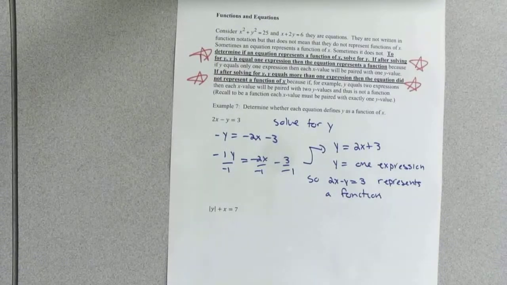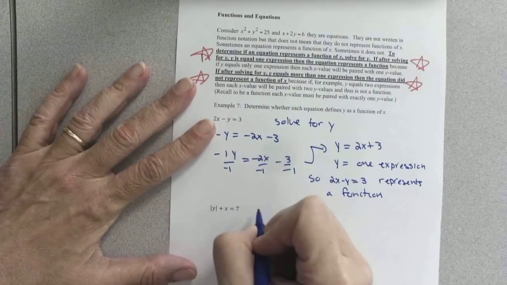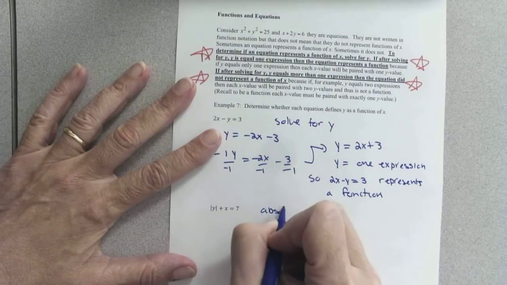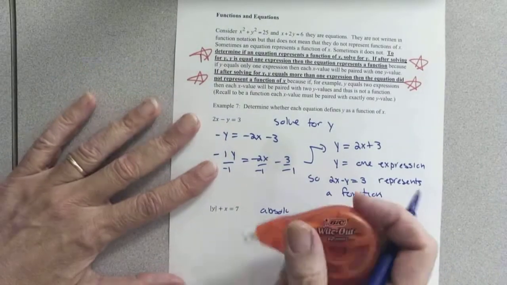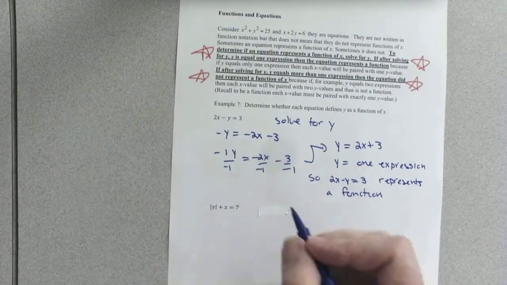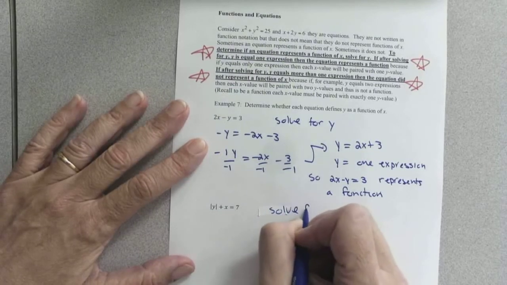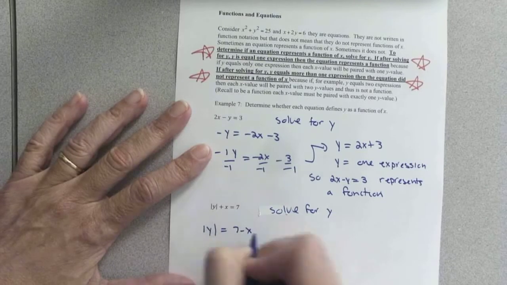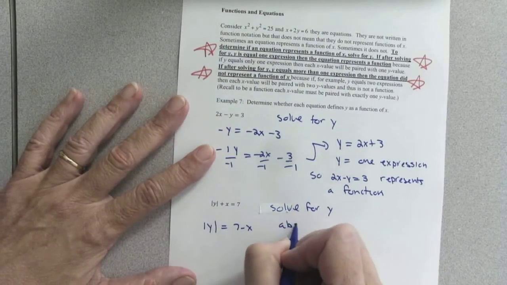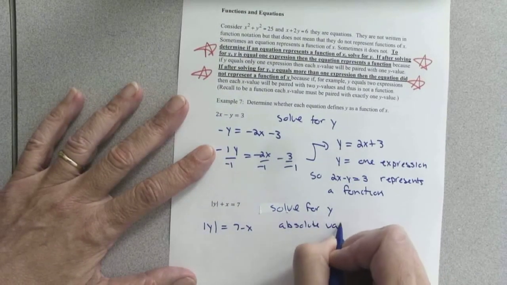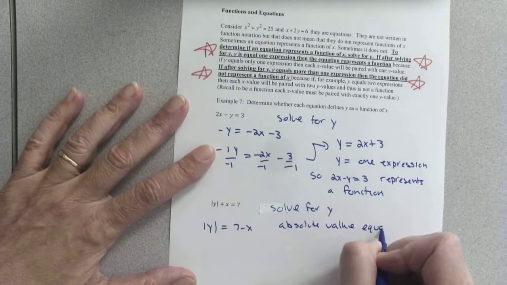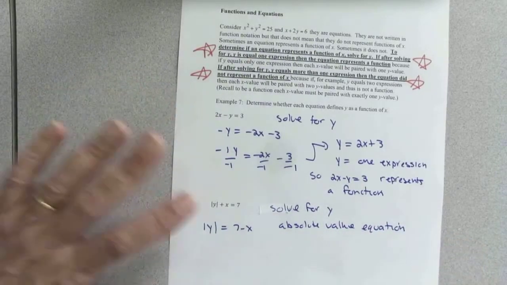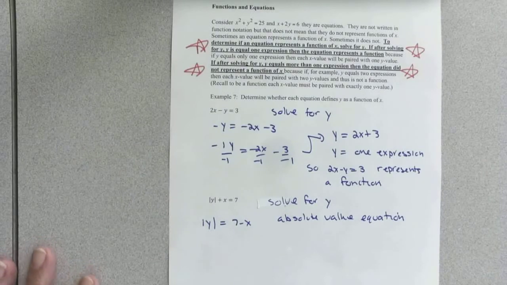Picking up. Again, solve for y. An absolute value equation. So, solve for y. Then I'd have the absolute value of y equals 7 minus x, and now it's an absolute value equation. You have to think back a couple of sections to how we solved those.